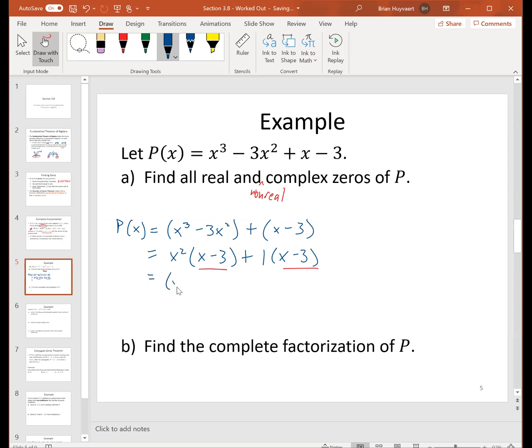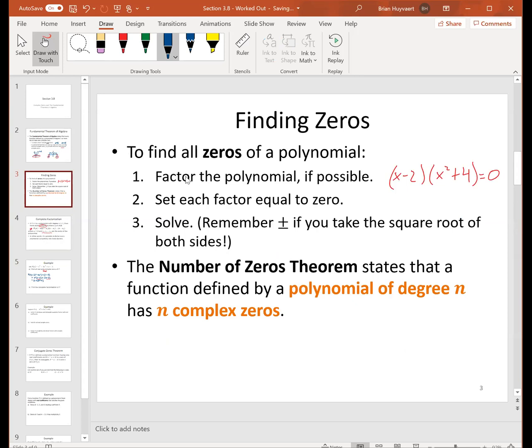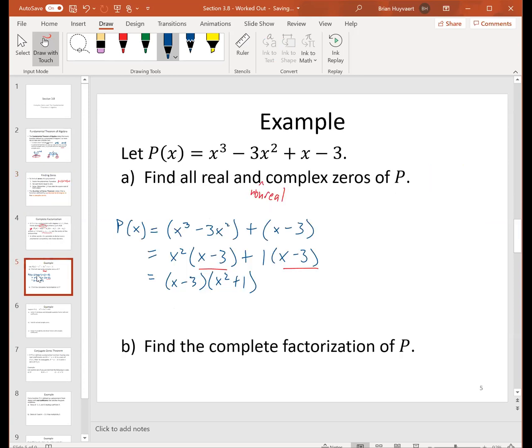We can say, okay, this becomes x minus 3. And then we say, what's left over if I factor that out? x squared plus 1. Okay, so we did all the factoring that we could, seemingly, right? And that was our, if we go back just a little bit here, first part, factor the polynomial, if possible. So we got something like this. Set each factor equal to 0. So let's do that part of it.